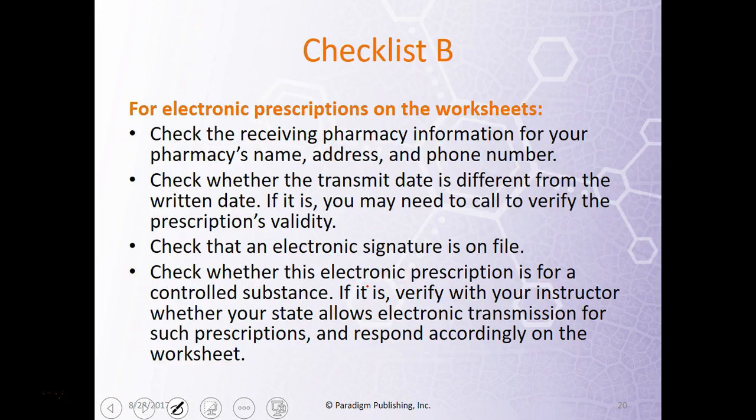For electronic prescriptions, you're going to use checklist B. Check the receiving pharmacy information for your pharmacy's name, address, and phone number. Check whether the transmit date is different from the written date. If it is, you may need to call to verify the prescription's validity. And check that the electronic signature is on file.